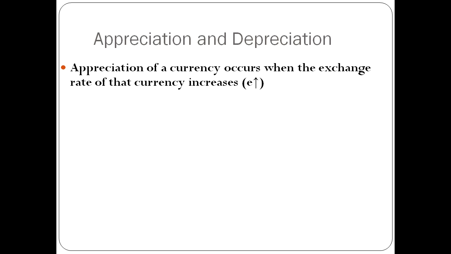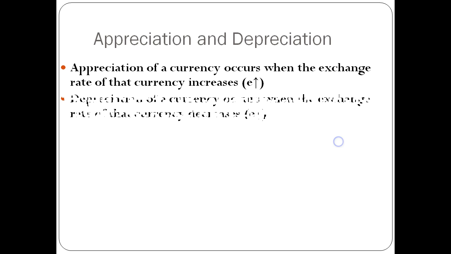Alright, so let's talk about appreciation and depreciation. We've already kind of talked about this. So appreciation of a currency occurs when the exchange rate of that currency increases. The exchange rate is going up. Depreciation of a currency occurs when the exchange rate of the currency decreases. The exchange rate is going down.